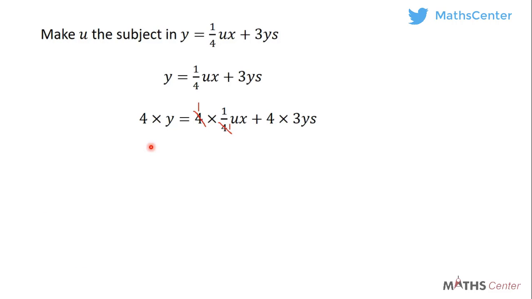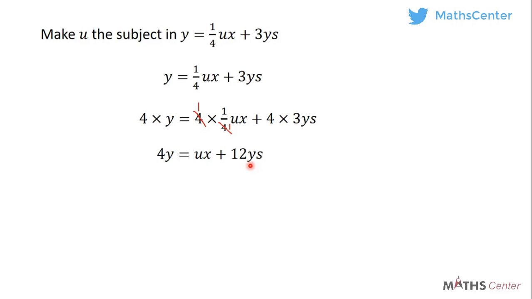Now, we do the multiplication. 4 times y will give us 4y. 1 times 1 ux will give us ux. 4 times 3yx will give us 12yx. Once again, if you watch the video on multiplication of algebraic expressions, you will understand why 4 times 3yx is 12yx. I explained that in detail there. So I recommend that you watch the video on algebraic expressions, especially multiplication of algebraic expressions, and you understand how these multiplications are being done.